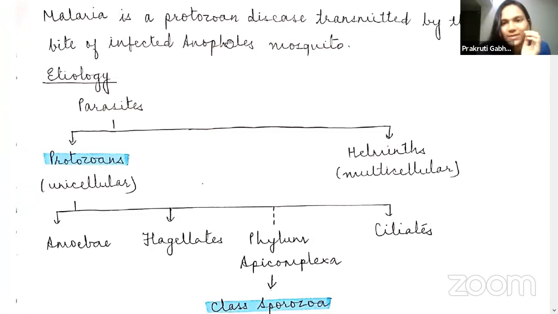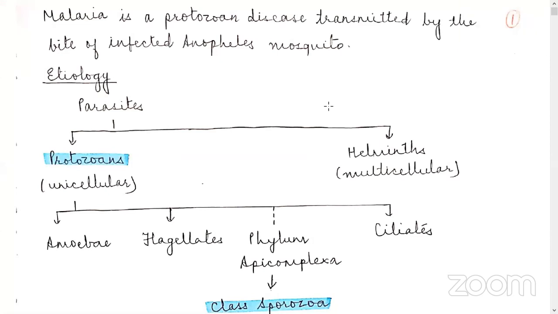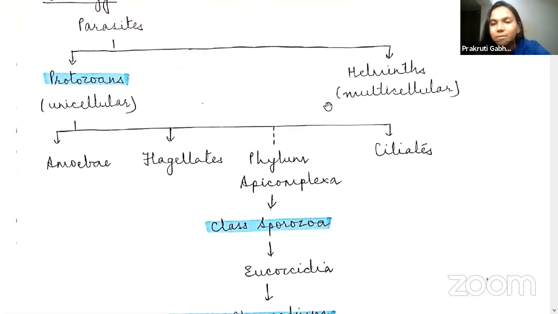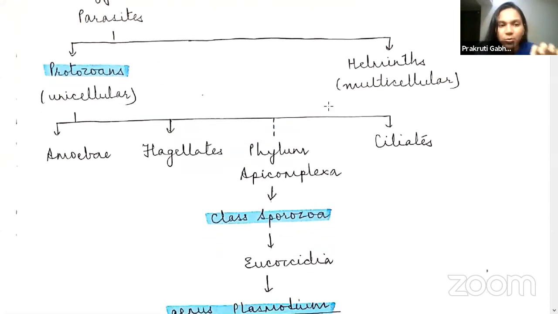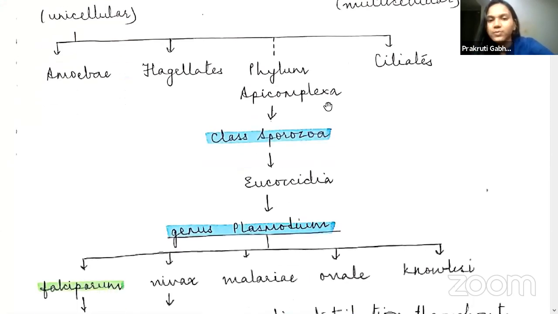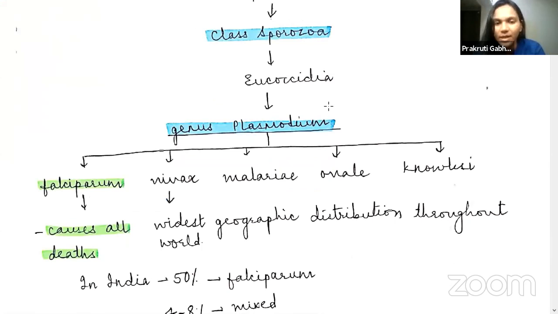Malaria is a protozoan disease and is caused by the bite of the infected Anopheles mosquito. If you all remember the microbiology we did last year, human parasites can either be unicellular protozoans or multicellular helminths. Out of the protozoans, you had amoebae, flagellates, ciliates, and sporozoa. So our Plasmodium belongs to sporozoa and the Coccidia subclass.